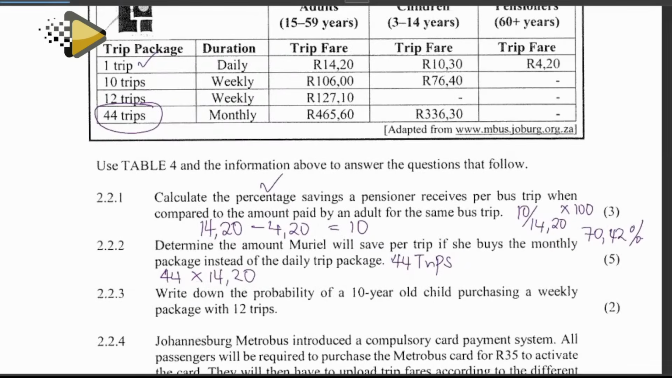So now we shall take it, because we are considering monthly. Monthly has 44 trips. Then daily, it's what? A trip. Meaning, we shall compare the two and find out the amount Miro will save per trip if she buys a monthly package instead of a daily trip package. So if we are going to compare 44 trips, how much will you have saved? So we say that and we find out 14.